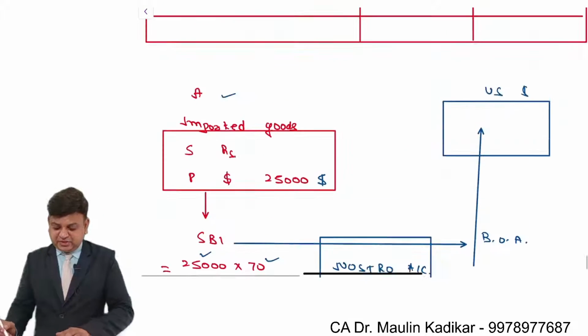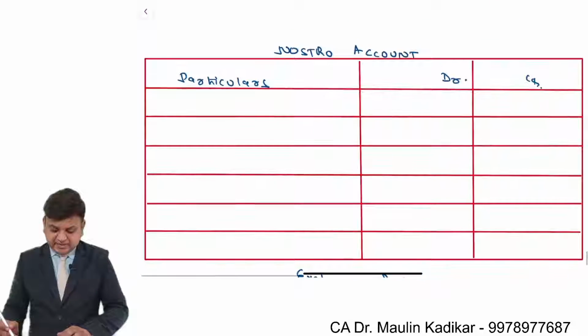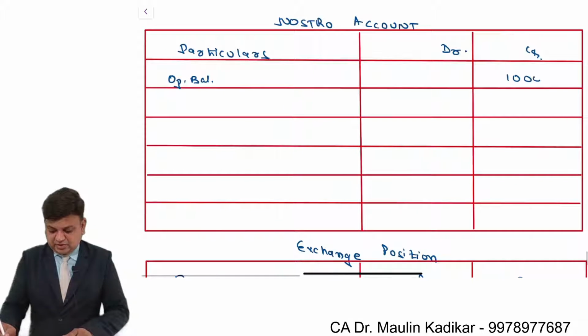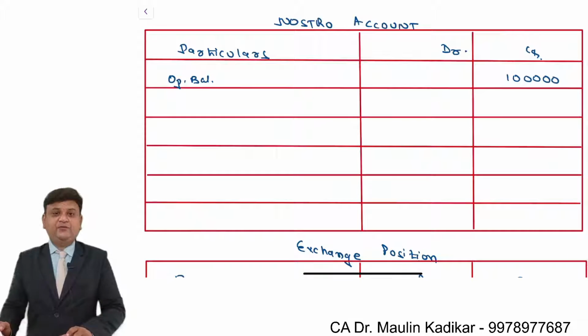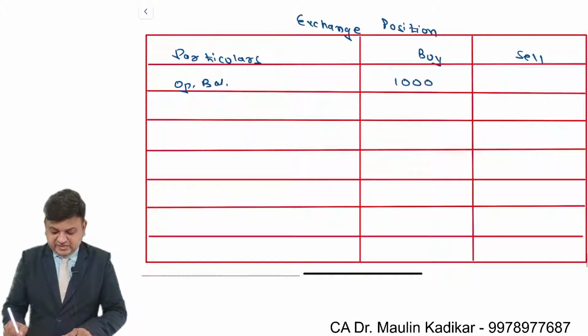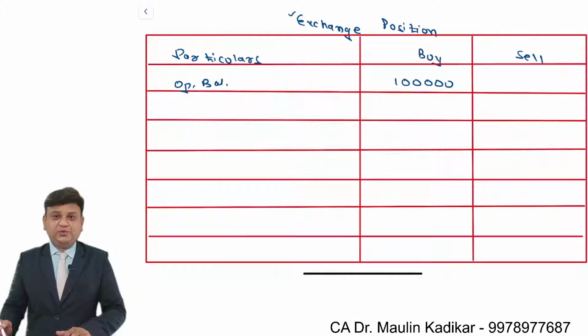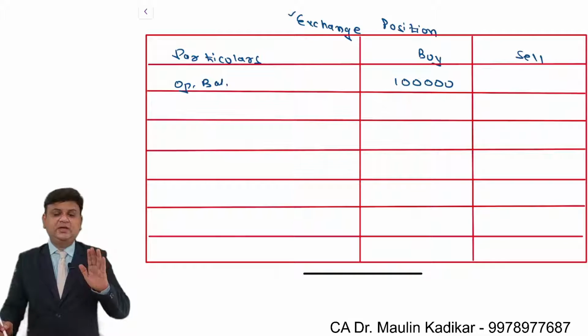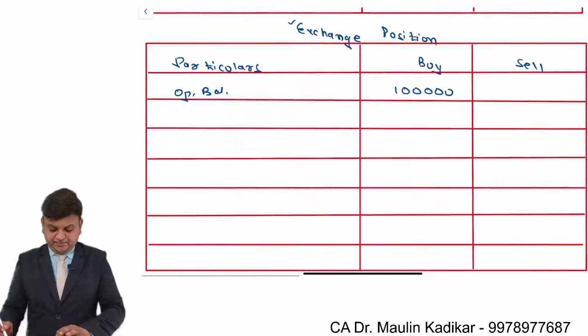Over here the information is provided to us like this: in the Nostro account there is an opening balance of 1 lakh US dollar. Information is also provided that there is an opening balance of the overbought position of $1 lakh, as far as the exchange position is concerned. What is exchange position? I will come to that point after doing one or two transactions, and then you will have more clarity.